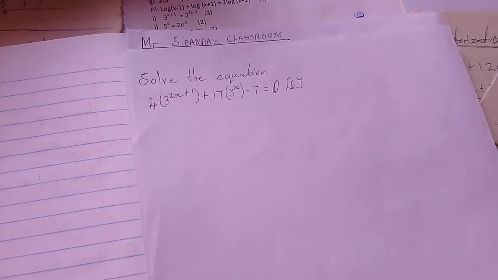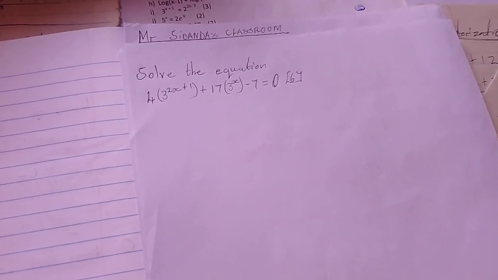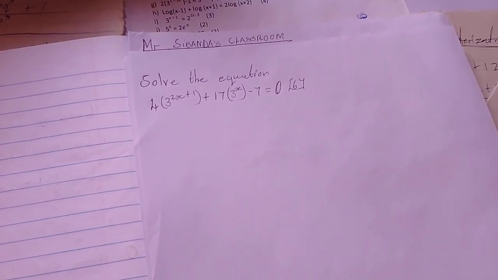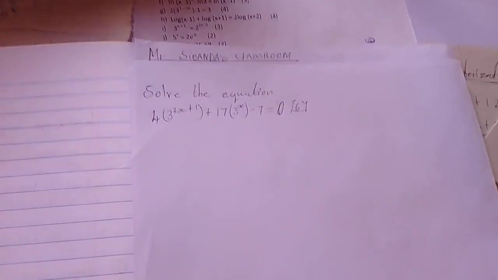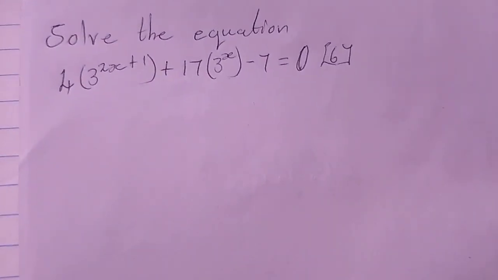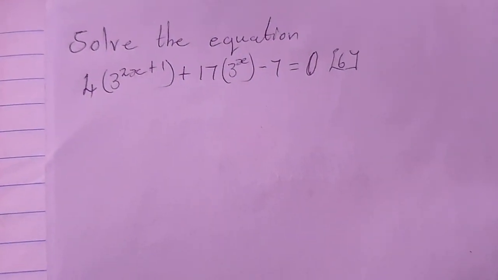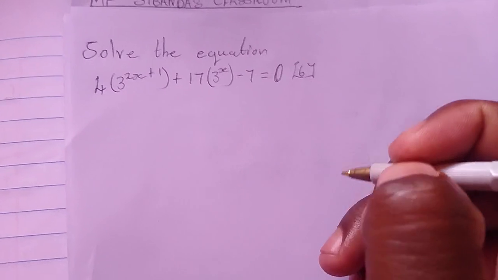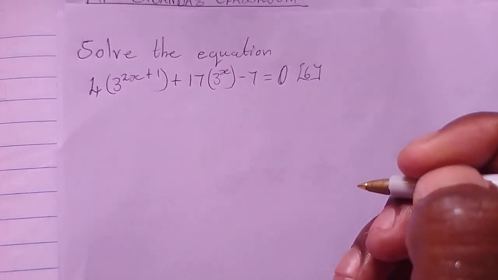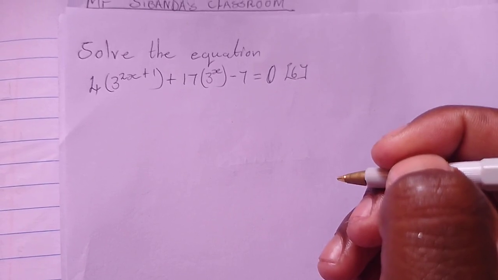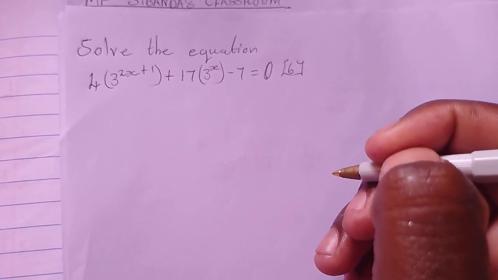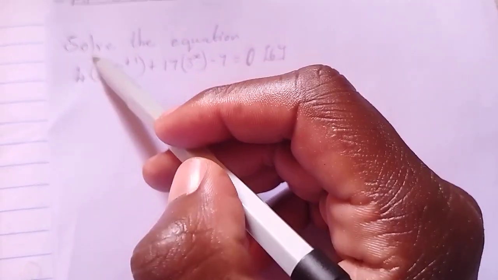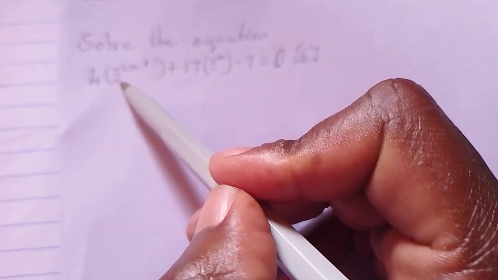Today we have an equation on equations involving indices and logarithms. So let's find x, guys. First thing first, as I said earlier, you always have to simplify things. Always simplify. Look for ways to simplify, then go after it. So this is our equation here.